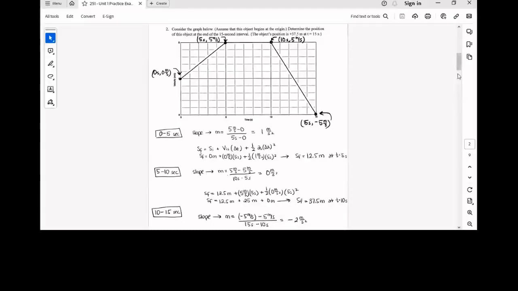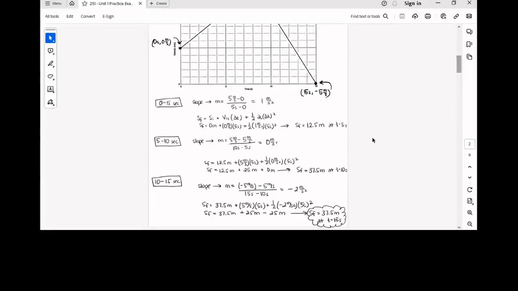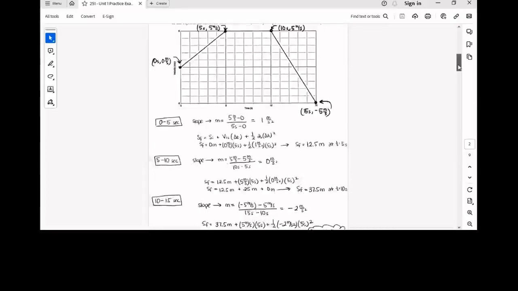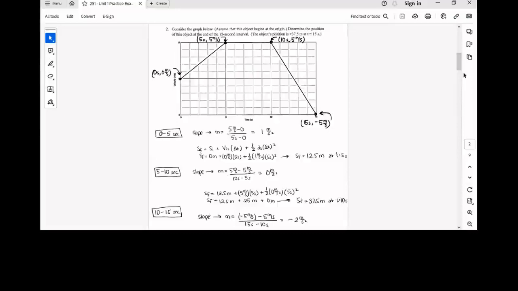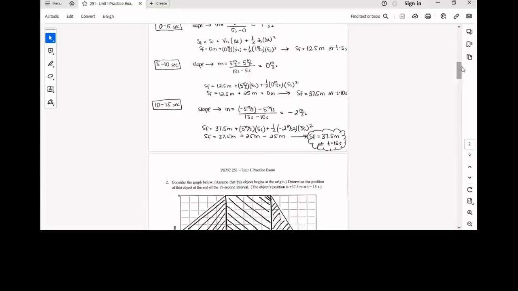So I can use that for the acceleration over the last section, where the final position from the middle step becomes the initial position for the last step. I plug in 5 meters per second for the initial velocity at t is equal to 10 seconds, because that's what is indicated on the graph. And then I can just plug in the acceleration with the negative sign.